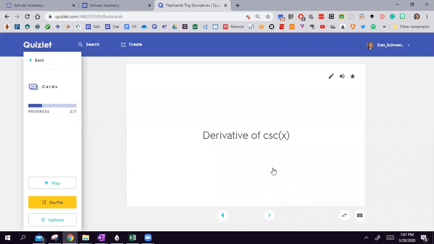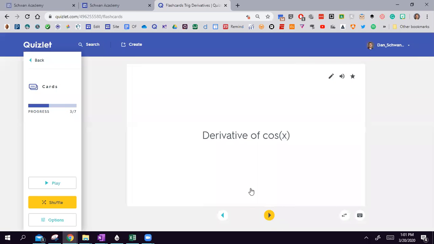The derivative of cosecant. Is it going to change signs? Yeah, it's going to change signs. It starts with a C. So negative cosecant, cotangent. Notice that it has x in it twice. Negative cosecant x, cotangent x.